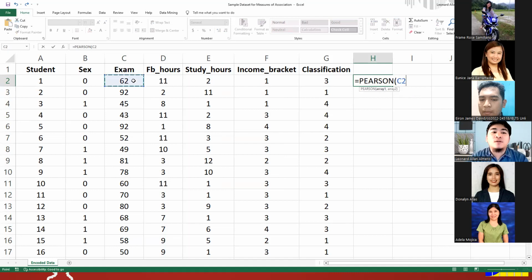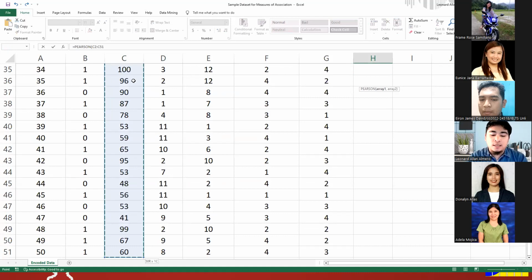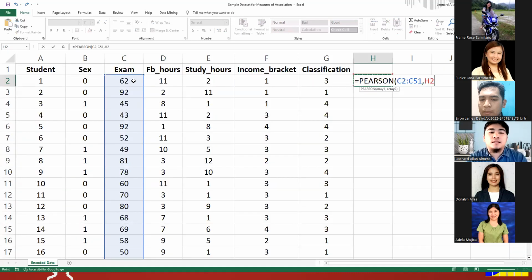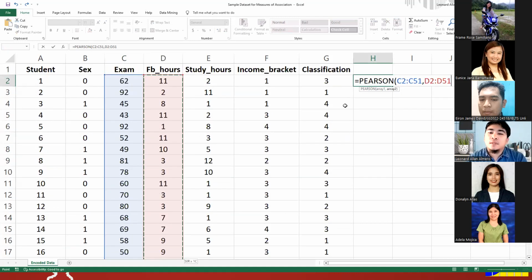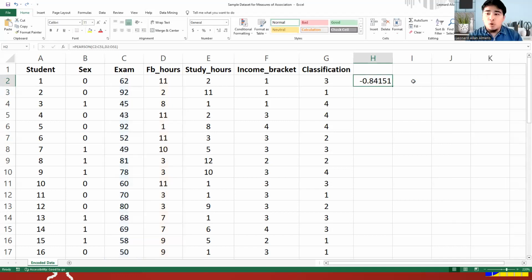So, si array 1 ko ay si column C, from C2 to C51. Yung isa naman ay yung nasa column D, D2 to D51. Then, tapos na ako. Nung makukuha ko po dyan ay negative 0.84151.